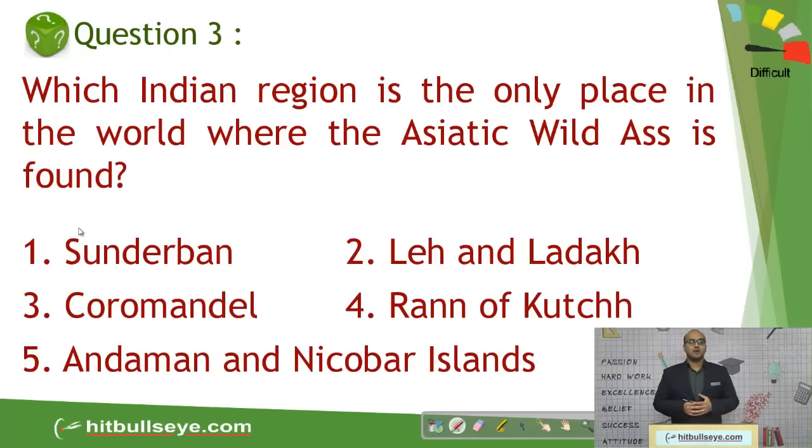Next, I'll be taking up a couple of questions which are relatively higher in their level of difficulty so that you are better prepared to tackle the XAT General Awareness section. The question is, which Indian region is the only place in the world where the Asiatic wild ass is found? The options are Sundarban, Leh and Ladakh, Coromandel, Run of Kutch, Andaman and Nicobar Islands. Of course, the answer is Run of Kutch in Gujarat.